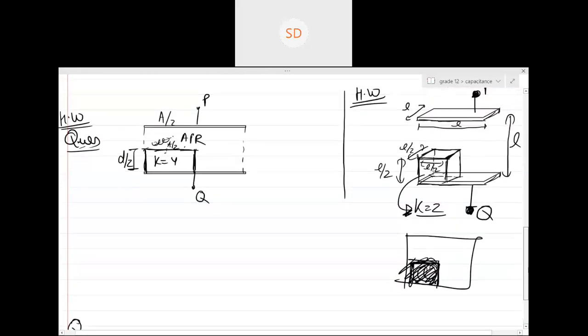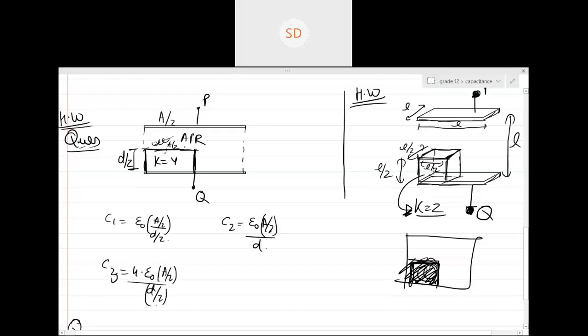So what is the answer for that first question? Let me check. C2 will be epsilon naught A by 2 on B, and C1 will be epsilon naught A by 2 on C by 2. And C3 will be 4 times of epsilon naught A by 2 into C by 2, so C3 is basically 4 times C. This thing is basically C and this thing is basically C by 2. Yes or no?